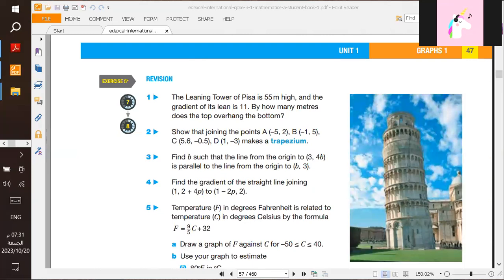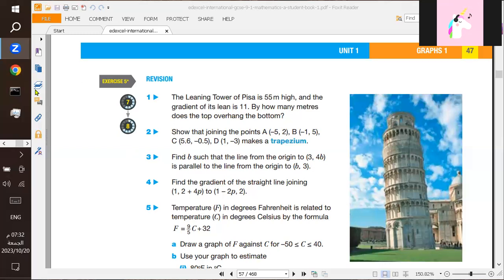So here, 5-star questions, revision. We have question 1 here. The Leaning Tower of Pisa is 55 meters high, and the gradient of its lean is 11. By how many meters does the top overhang the bottom? Okay, so same idea. It's a triangle, and we already know the height, which is the rise, and we know the gradient. So we need to know the run.